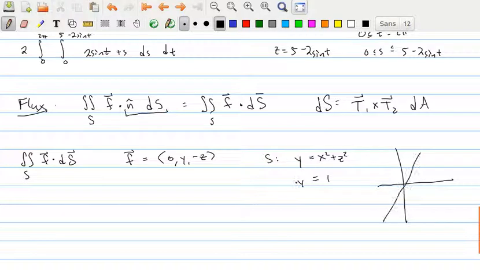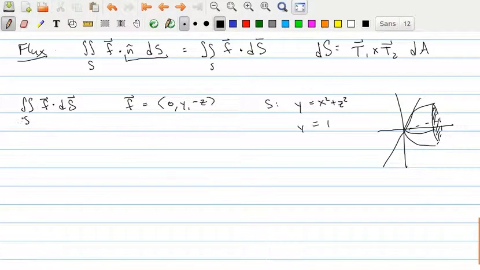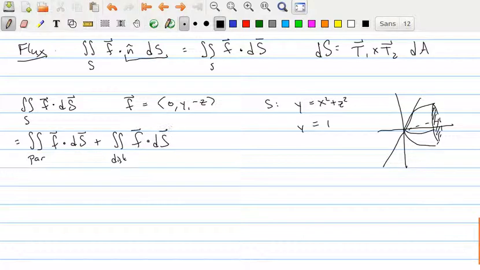So if we were to sketch the surface out, y equals x squared plus z squared, it gives us a paraboloid that opens up around the y-axis. And it stops at y equals 1. So we've got this disk at the end that caps the surface off. So this surface is 2 pieces. So we can take this flux integral and rewrite it as the double integral over the paraboloid, f dot ds, plus the double integral over that end cap, the disk, of f dot ds. Well, let's look at each of those pieces in turn.